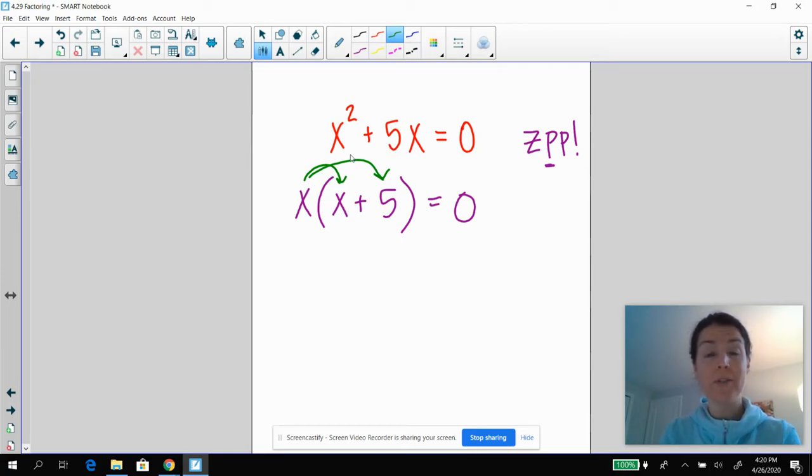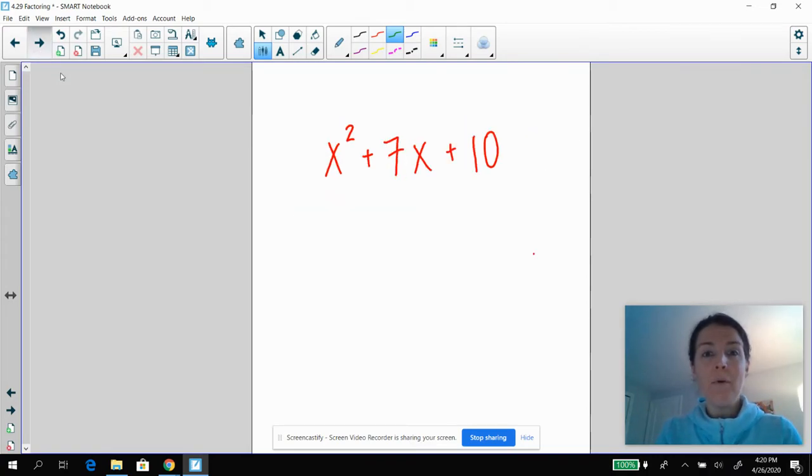So if you have an x squared term, an x term, and nothing else, you know that you can factor here. But what if I gave you a trinomial? And this is tricky.